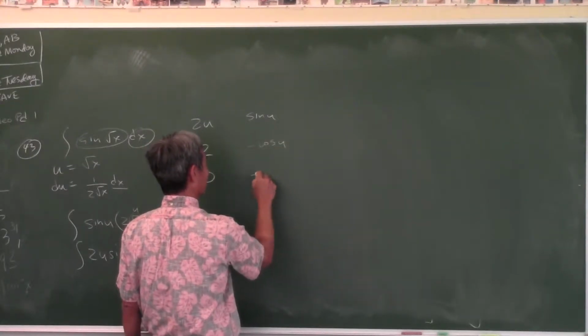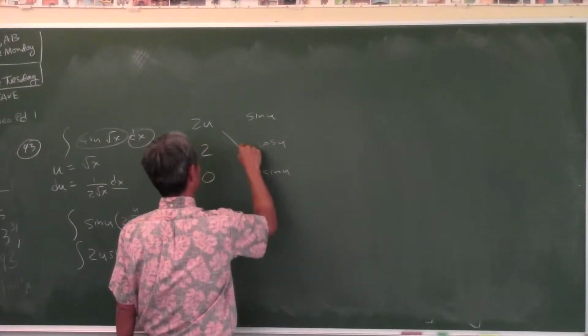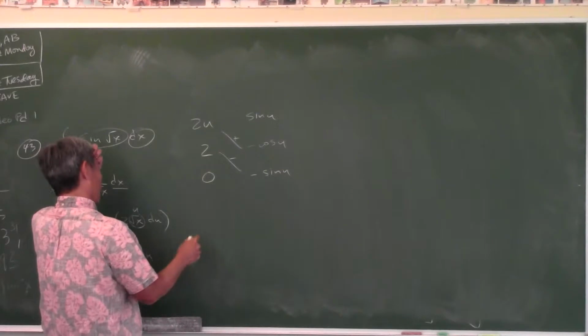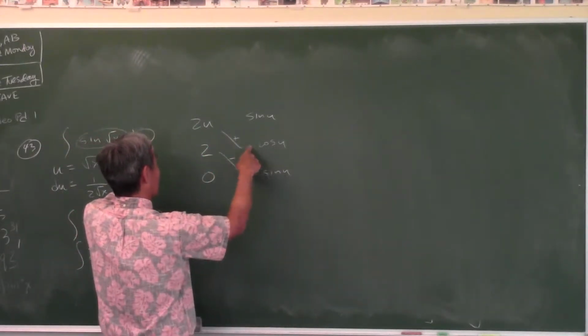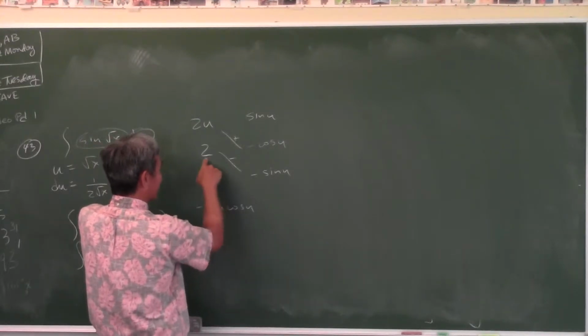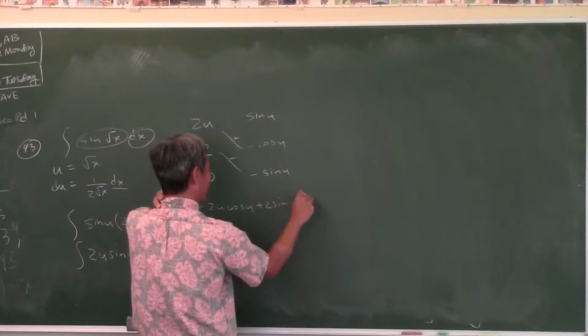Again, negative sine u. Then tic-tac-toe. So this times positive 1: negative 2u cosine u. And then this times negative 1: plus 2 sine u. And then don't forget the plus c.